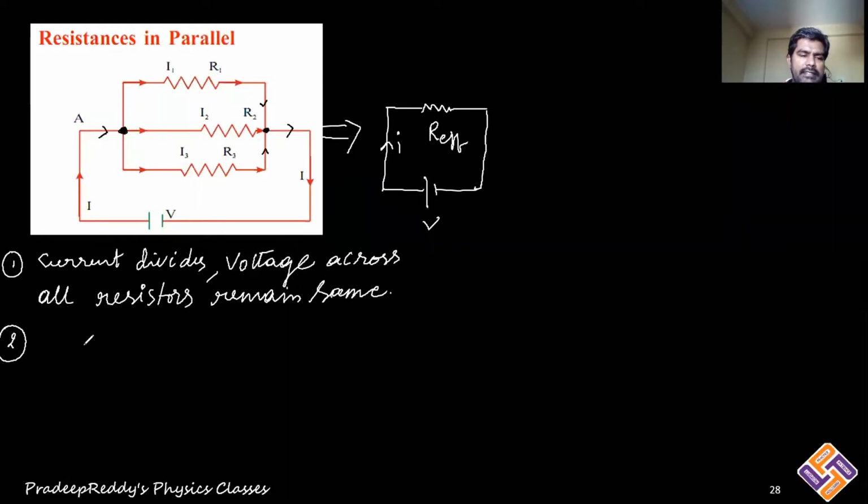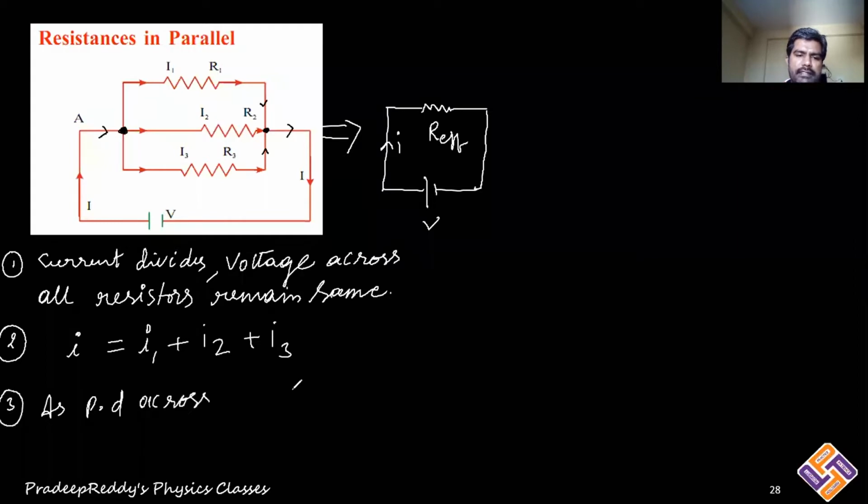Now I can write, as current is being divided, the net current entering into the node is equal to the current leaving from the node, that is I1 plus I2 plus I3. That's number 2. Number 3, the potential difference across all resistors is equal.